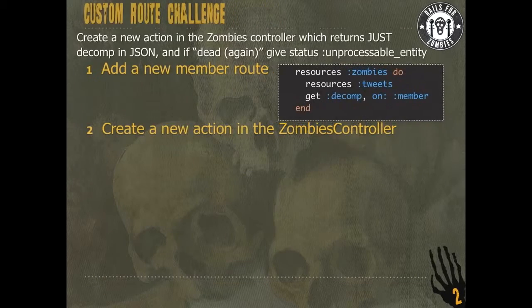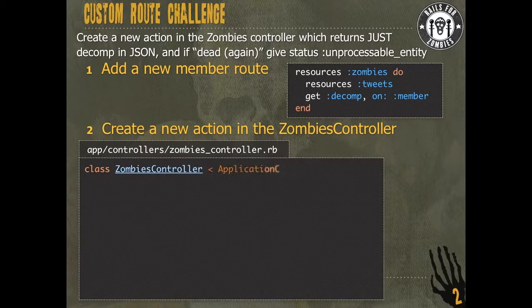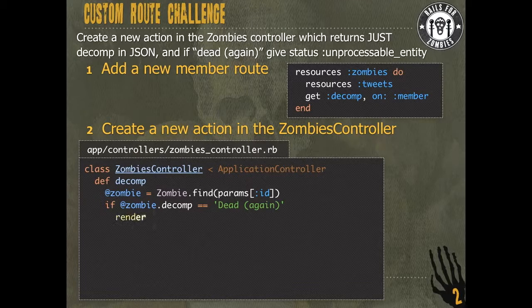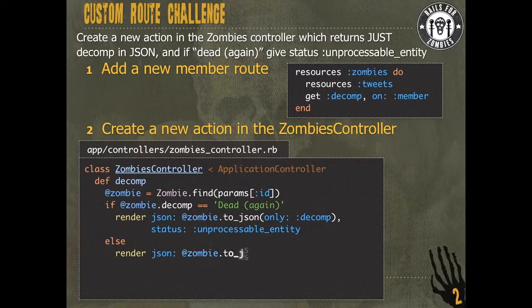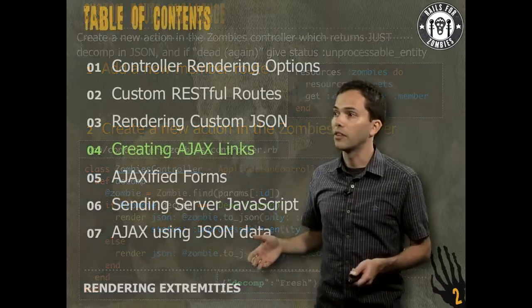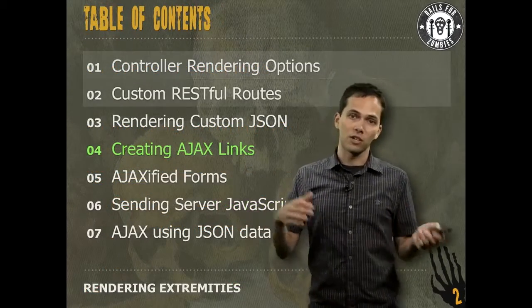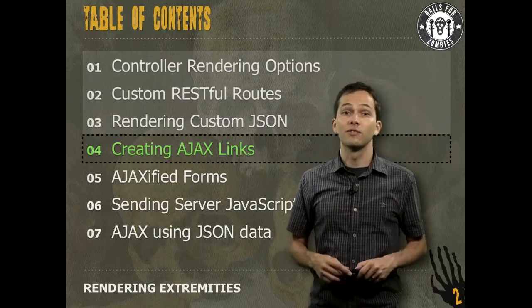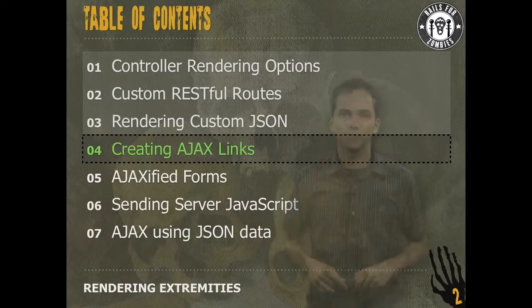So let's jump back into our challenge now with this new knowledge. Here's our decomposition action again. If zombie decomp is dead again, render out only decomp with status unprocessable entity. Otherwise, just render out decomp. By default, the status is going to be OK, so I don't need to mention it in this second render. Here's the JSON that it's going to print out. And now, we're about halfway through. We've gotten through rendering, custom render routes, custom JSON, and now we're on to the fun part, writing some AJAX.